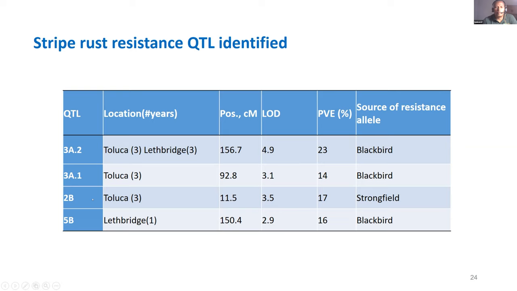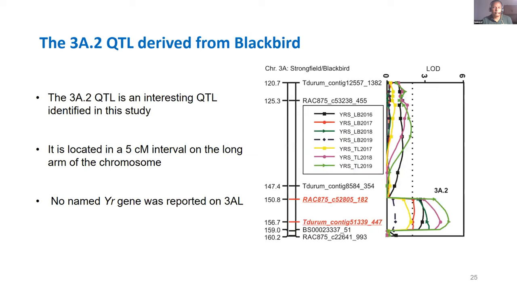And there is another QTL which was detected on chromosome 2, but this was contributed by Strongfield. So Strongfield has shown some resistance in Mexico, but not in Canada at all. And there was another QTL on chromosome 5B, and it was detected in 2016 at Lethbridge, but not in other places, in other years.